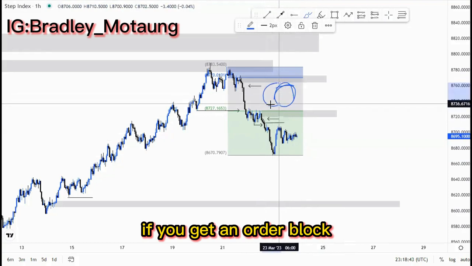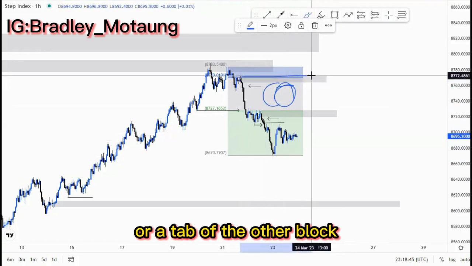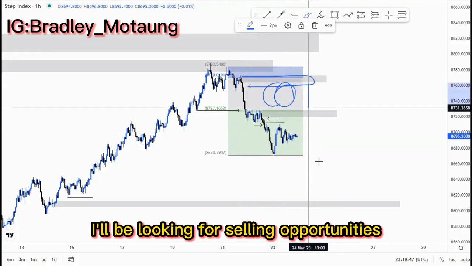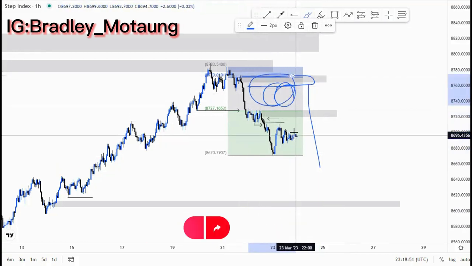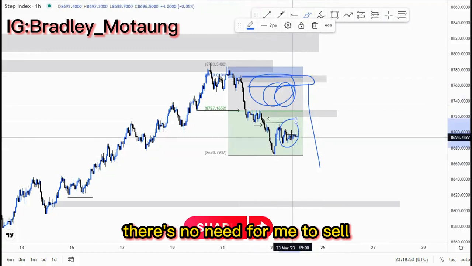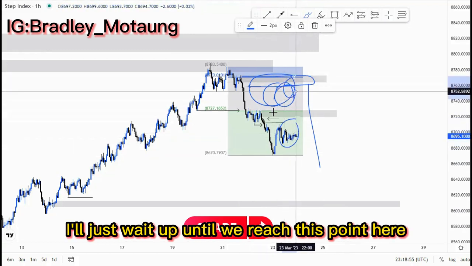If we get an order block or a tap of the order block around this point, then that is where I'll be looking for selling opportunities, just because at the top we have discount. So around this point, there's no need for me to sell. I'll just wait until we reach this point here.